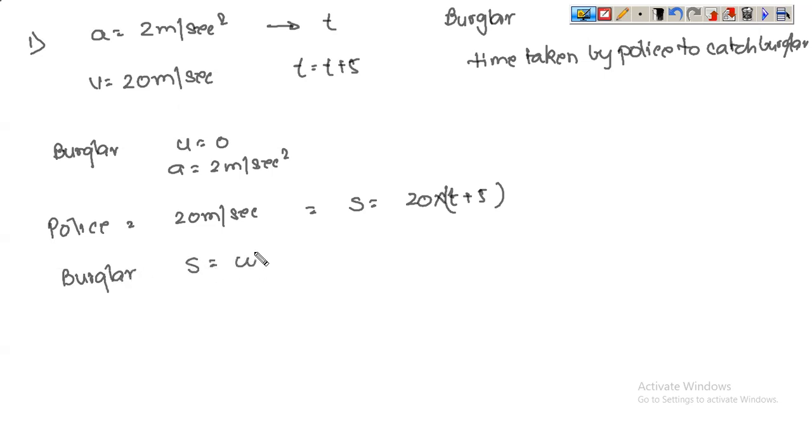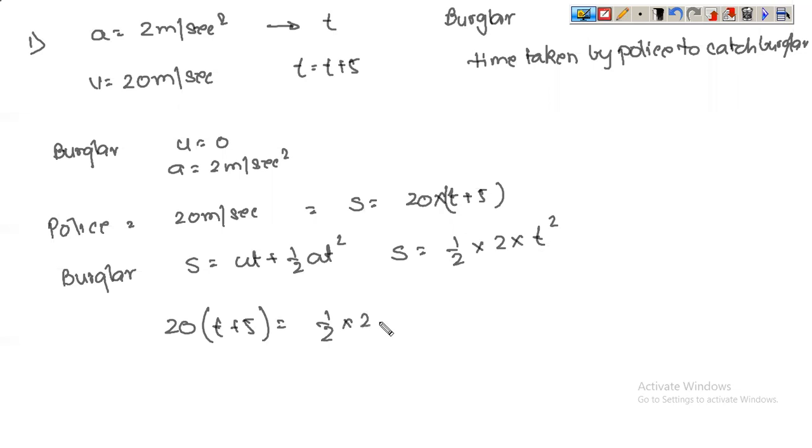For the burglar, s is equal to ut plus half at square. So u is 0, so he will only be having half at square. So s is equal to half into 2 into t square. If you equate them, you have 20 into (t plus 5) is equal to half into 2 t square. You get the value of t, that is 5 seconds. So at t is equal to 5 seconds, the police will overtake the burglar and he can be found out.